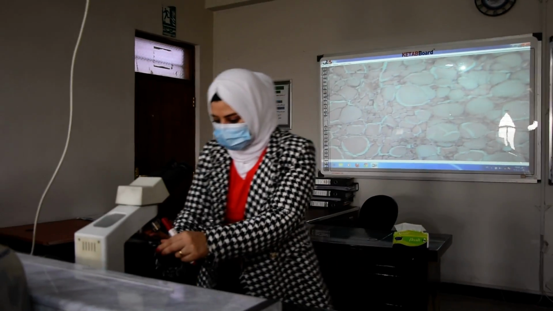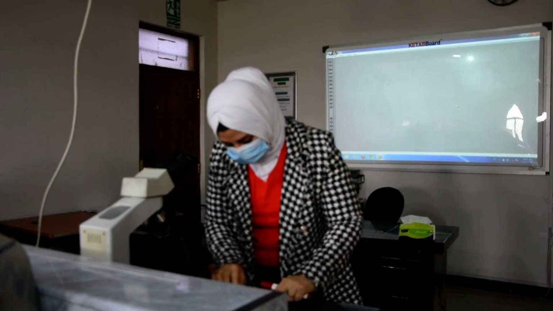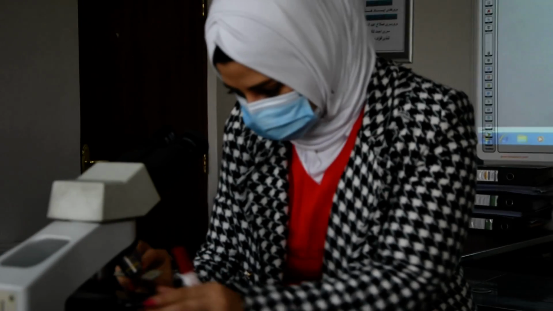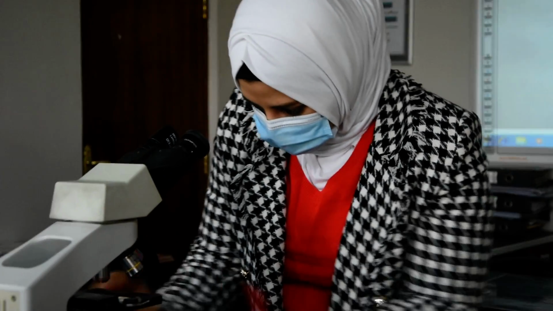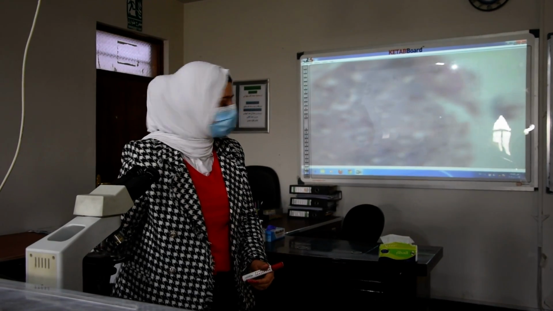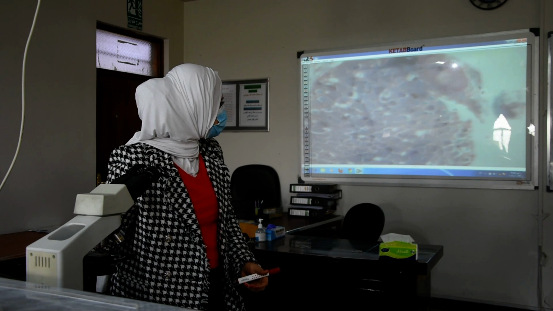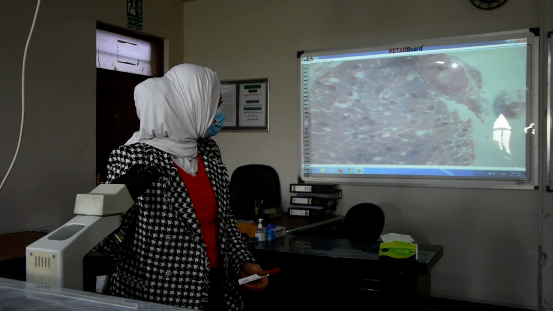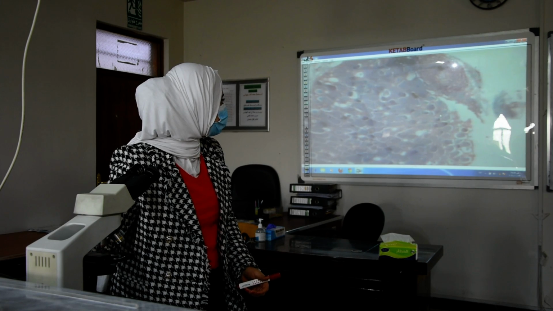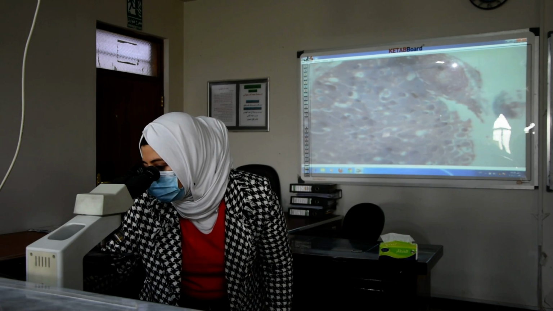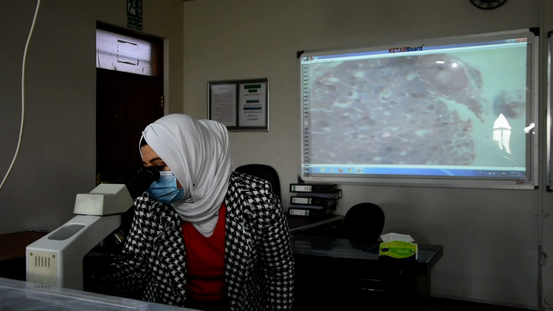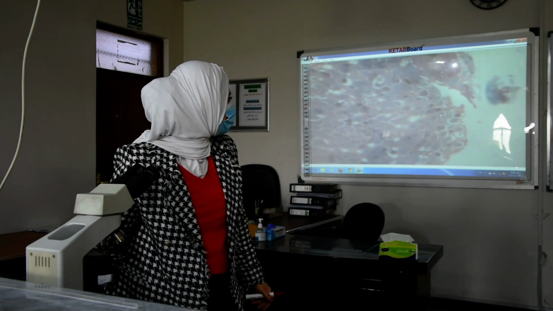Another slide showing the thyroid. In this slide, we can see both the thyroid and parathyroid. Thyroid and parathyroid. Okay?